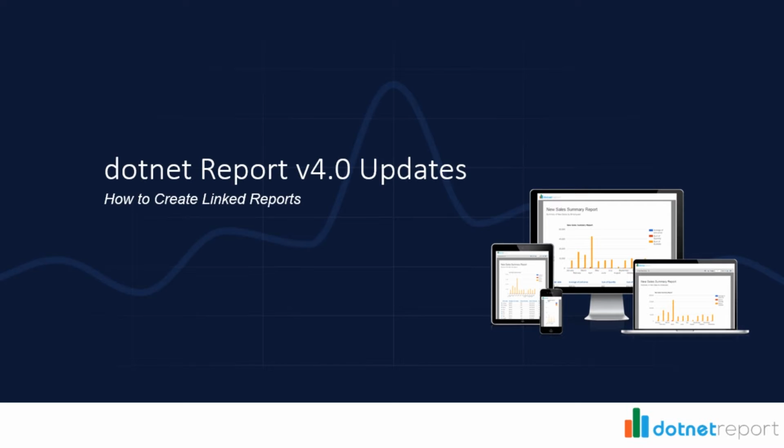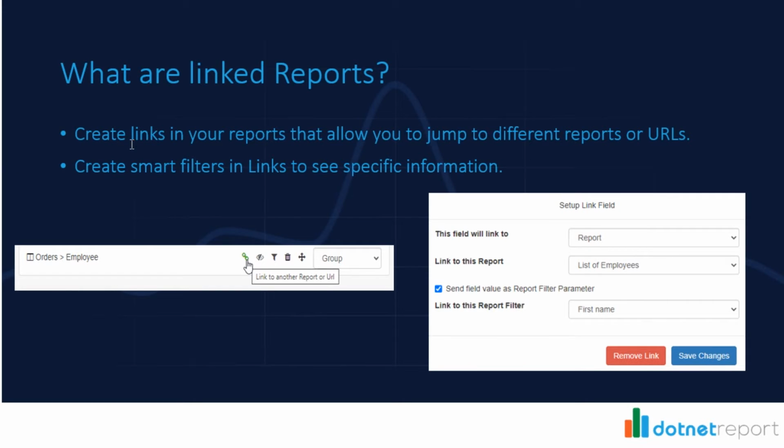So before we go into the demo, let's take a moment to discuss what linked reports are. Linked reports allow developers to create links in reports generated by .NET Report. These links can navigate to other reports or to a custom website or feature in the application that is not part of .NET Report. It is a powerful feature that significantly increases the flexibility of the reporting solution and creates a seamless transition between 2 or more reports or from a report to another part of the overall application. We've also added a smart filtering feature to the link function so that users can pass a filter as part of the link. Let's take a look at a demo to see this new feature in action.